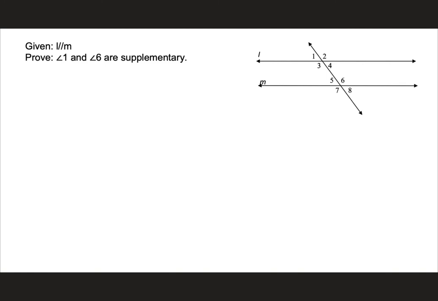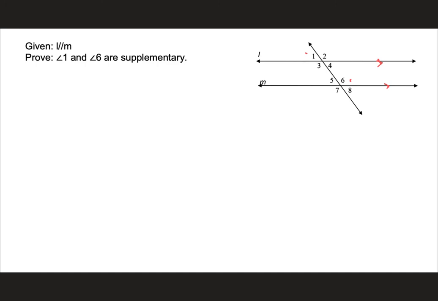So in this proof, we are told that lines L and M are parallel. That's good because it means we can use all of those facts. And I'm trying to prove that angle 1 and angle 6 are supplementary. So I'm trying to go in this direction. Now, the first thing I notice about angle 1 and angle 6 is that they are not directly related. Okay, they're not alternate interior or alternate exterior. They're not corresponding. They're not same side. So they're not directly related, which means there's going to be a few more steps.